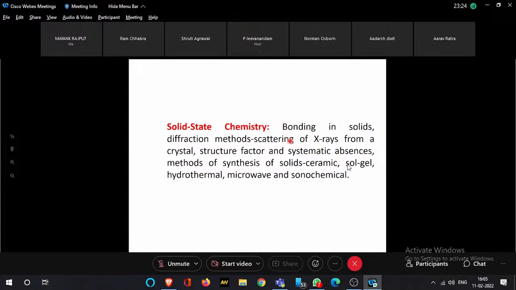The different topics we will be covering are bonding in solids and diffraction methods, primarily X-ray diffraction. Under diffraction methods, we will talk about scattering of X-rays from a crystal. What is the basic principle? And there is something called structure factor. The structure factor determines the intensity of a particular reflection, for example, in X-ray diffraction. And there is something called systematic absence.